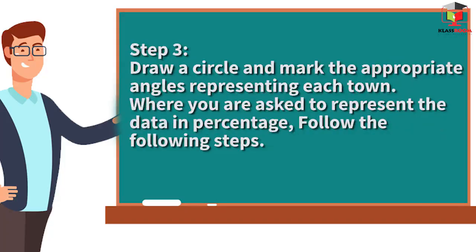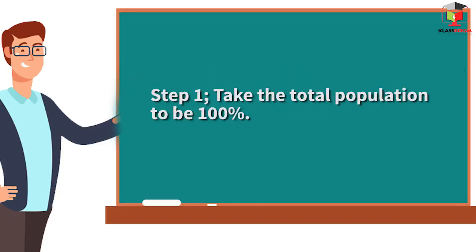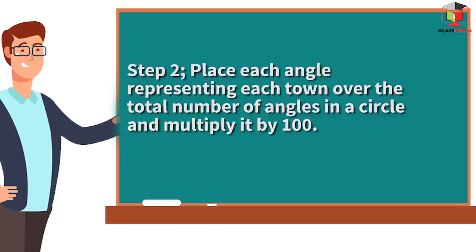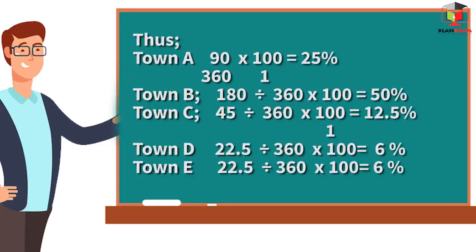Step 3. Draw a circle and mark the appropriate angles representing each town. Where you are asked to represent the data in percentage, follow the following steps. Step 1. Take the total population to be 100%. Step 2. Place each angle representing each town over the total number of angles in a circle and multiply it by 100. Thus, town A, 90 over 360 times 100 over 1, which is equal to 25%.